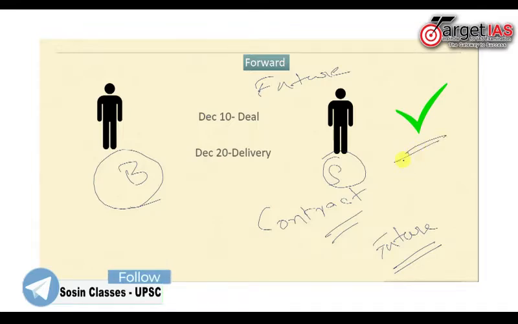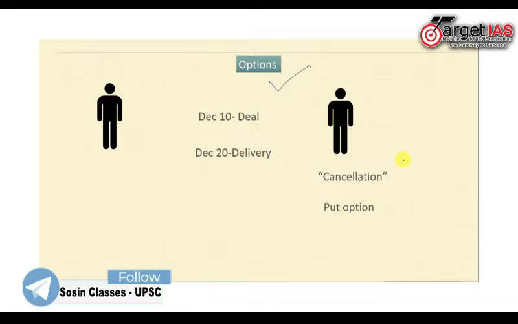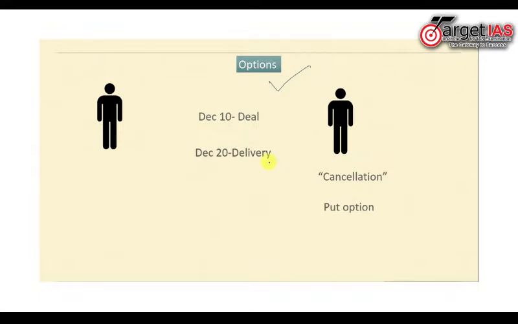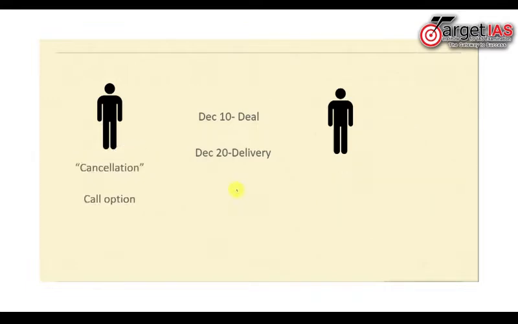And the other detail is options. So you have an option of withdrawing from the agreement. If the seller takes the call of cancellation of the agreement, then it is called a put option. In the other way, if the buyer takes the option of cancellation, it is called a call option.